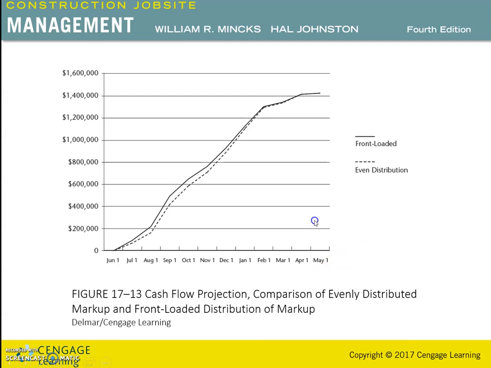So this figure 17-13 shows a comparison of the cash flow charts for the two different schedules of values methods described in this topic today. So the dark line is the front-loaded and the dotted line is the evenly distributed.